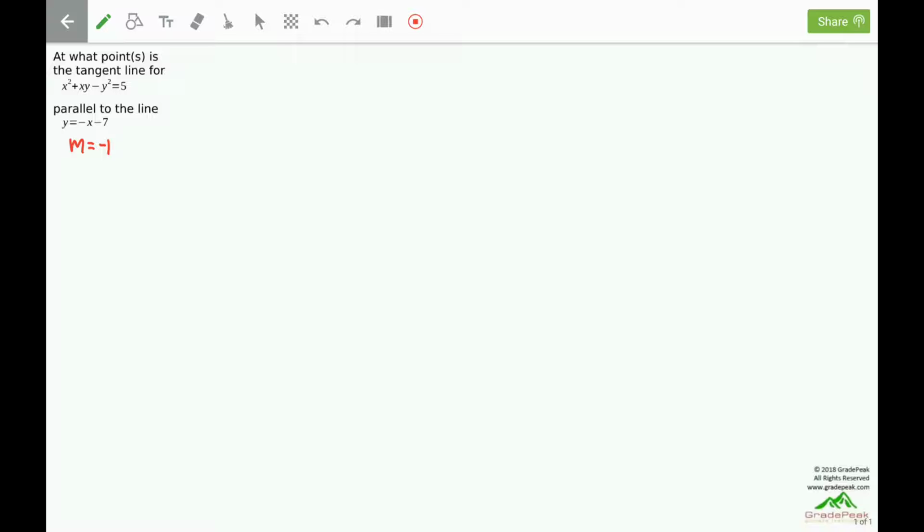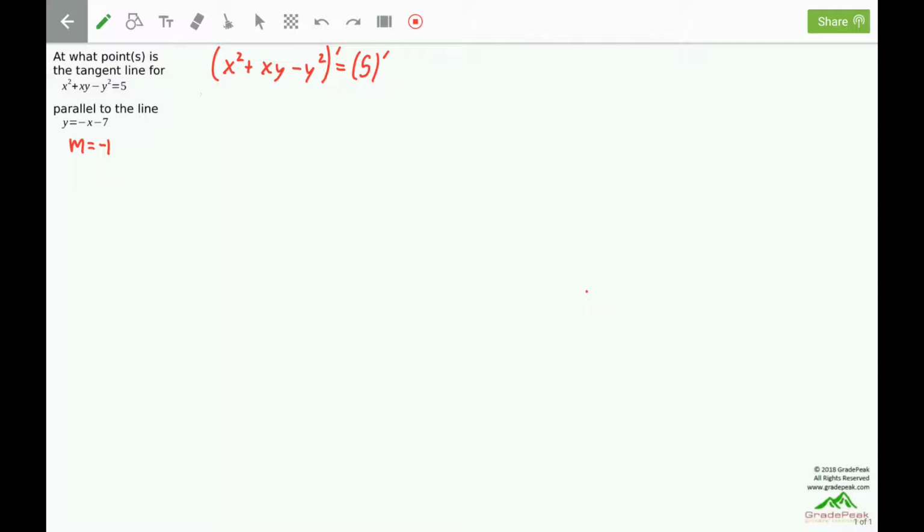The slope of the tangent line is the derivative, so we will need to take the derivative of the equation x squared plus xy minus y squared equals 5. This is an implicit equation. It involves x and y, but it's not solved for y in terms of x, so we will have to take the derivative implicitly. This is done by taking the derivative of both sides with respect to x.